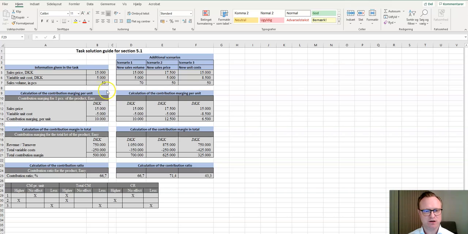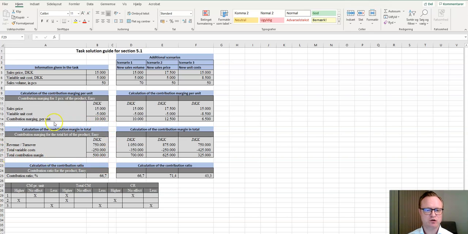Let's go to the next table here on the left. This is where we calculate the total contribution. The contribution margin per unit. And we do that by taking the sales price, which we're given in the task, and subtracting the variable unit costs, which equals 10,000 in this example. So the contribution margin per unit is 10,000. That is what we have left of the selling price when we have paid for the cost related to selling the product. Good. Then let's move on to the next table.